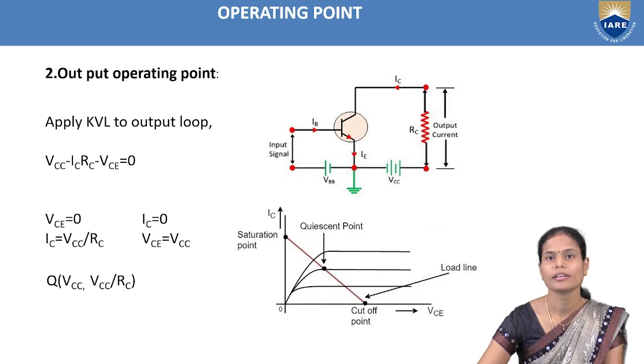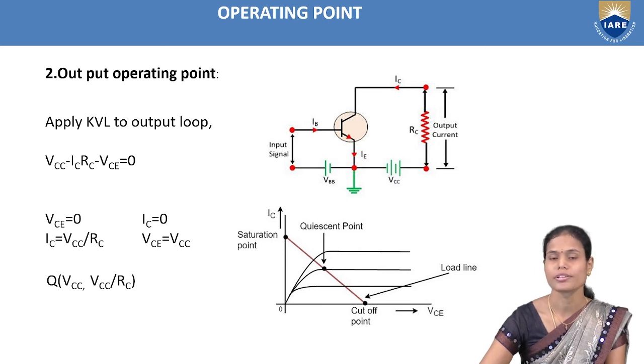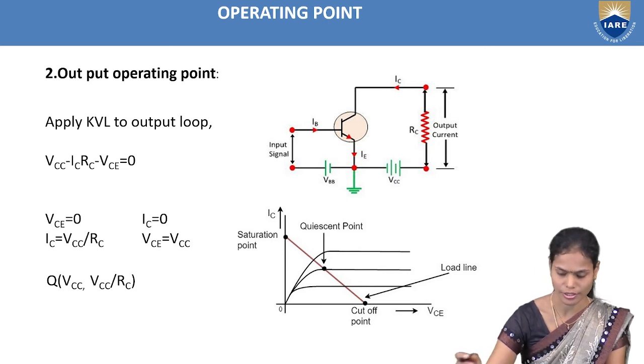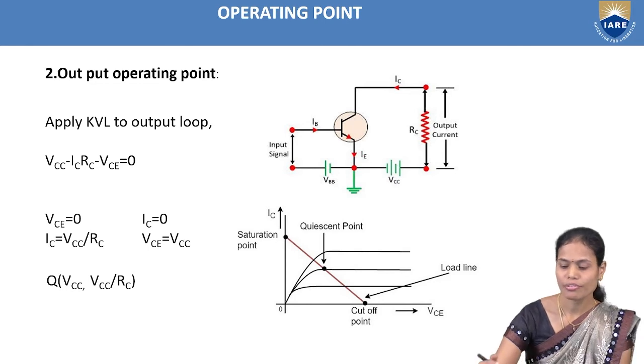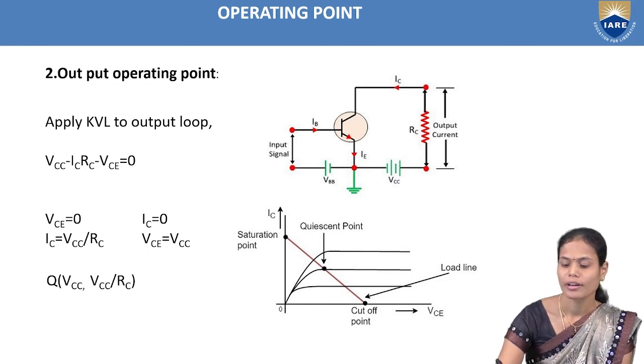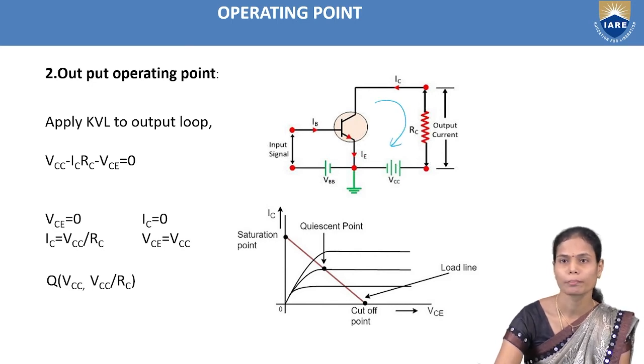Similarly, we can also find the output operating point. The procedure is similar to the input operating point, but we indicate the operating point on the output characteristics instead of the input characteristics. So to find the output operating point, I am applying KVL to the output loop or output port.